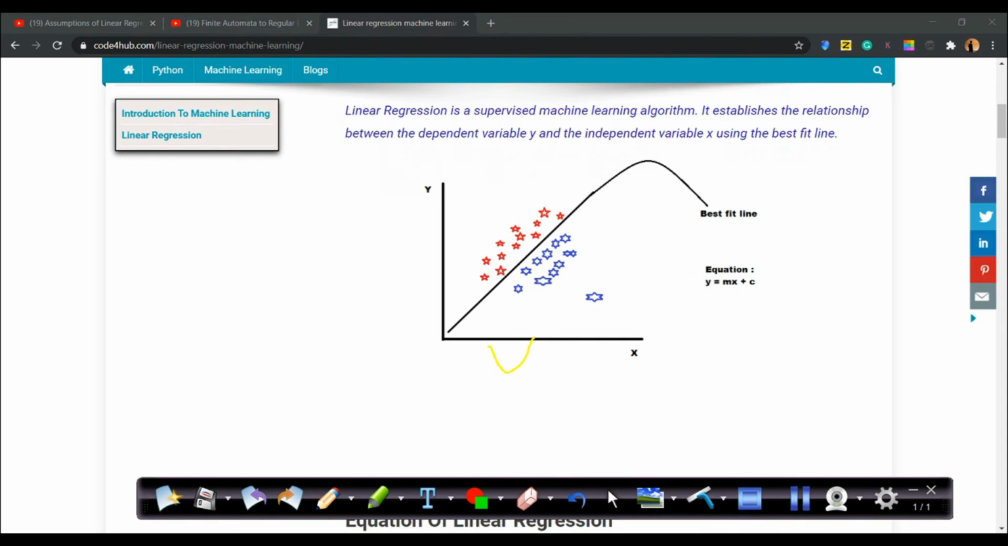And here in this diagram, this is the best fit line or curve, and it is separating the data points. This is another data point, this is another data point, and these are separated using this best fit line. And this is the equation of this straight line, y is equal to mx plus c. So let's see this definition. I have already explained this definition, but let me tell you once again.